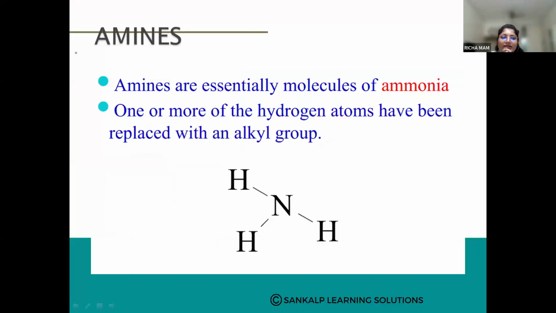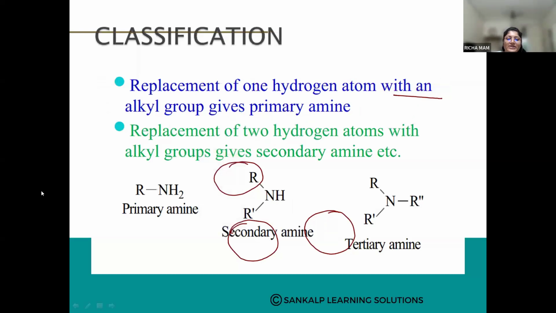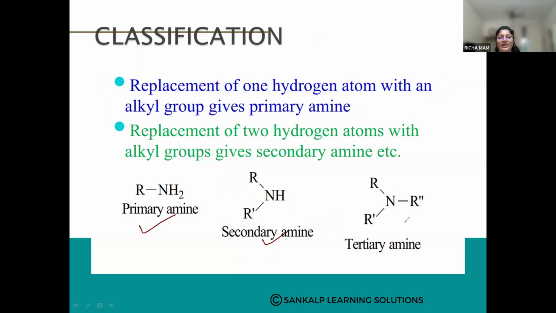So here you can see the molecules of ammonia where one, two, or all three hydrogen atoms are replaced by an alkyl or an aryl group. So this is the definition of amines. Next we are going to see the classification, how they are further classified. Amines are classified as primary amines, secondary amines, and tertiary amines. So we will see each term.